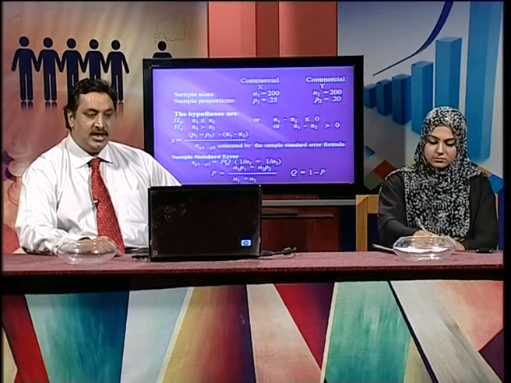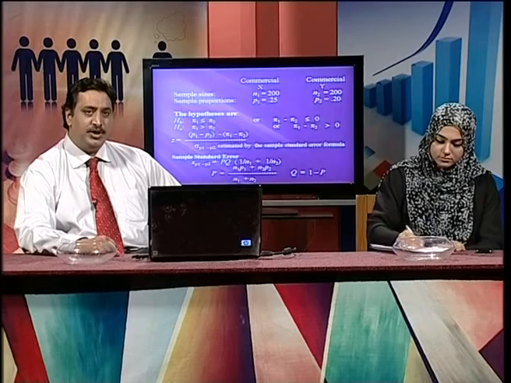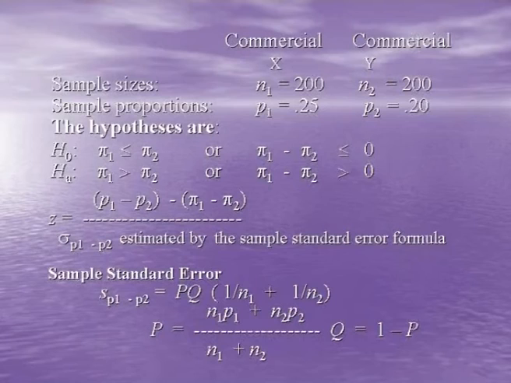In hypotheses, we generally use mu for the population parameter and pi for the population proportions. Here we have two proportions, one for commercial X and one for commercial Y. For commercial X, we have proportion 0.2, and for commercial Y, proportion 0.25. So the null hypothesis is pi 1 is less than or equal to pi 2. It means the commercial Y advertisement had more effect than commercial X, the first commercial.